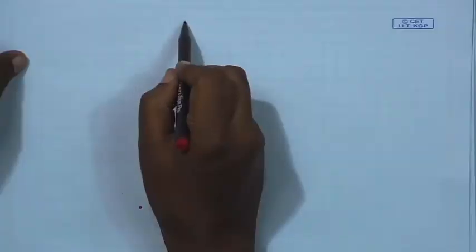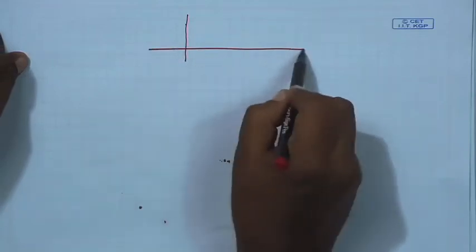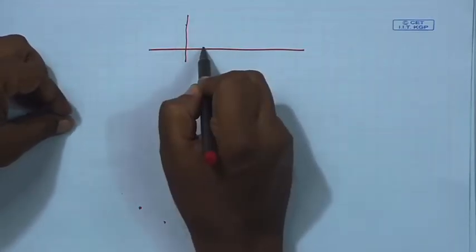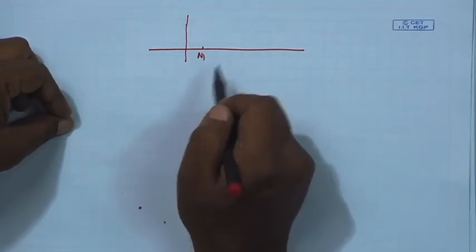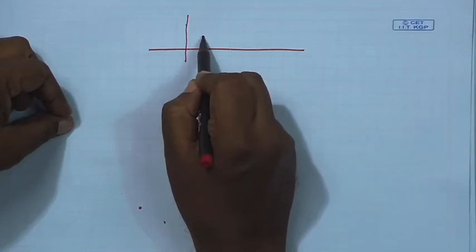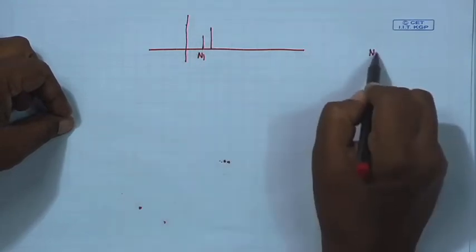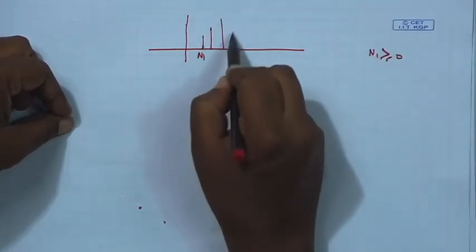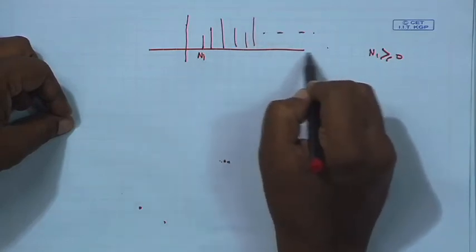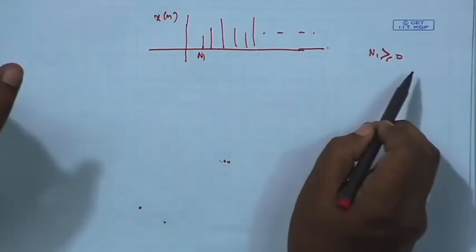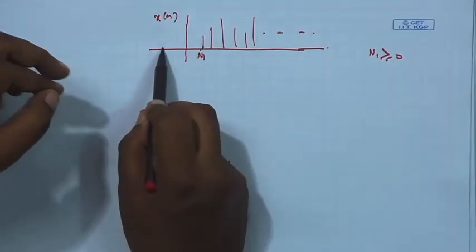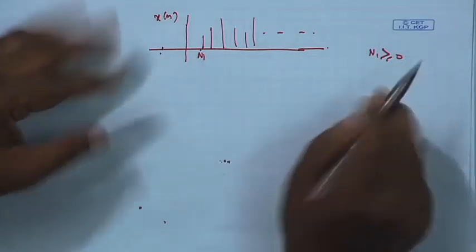Okay. So, now I consider a sequence which is right sided. That is, it starts at any n 1, and any n 1 greater than or equal to 0, and goes up to infinity x of n. To start with n 1 greater than or equal to 0, then we will consider the case when it starts at a finite negative point and goes to infinity, but that later.